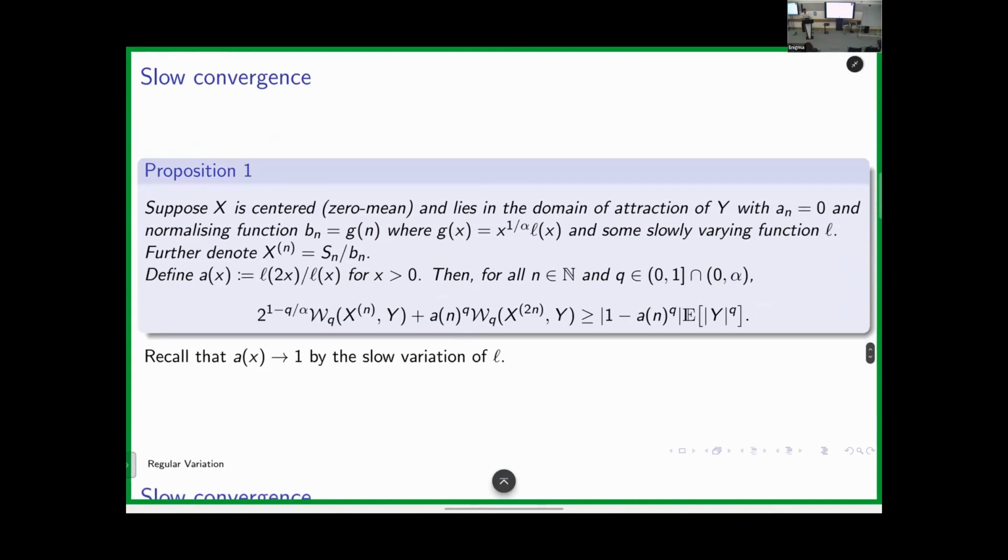Okay, so this is my first ingredient, or my only ingredient. Fact. As you see. This. Outside. So now I will assume that you have a random variable x that is centered. That means it has mean 0, so I can use this little an. Okay, and it lies in the domain of attraction of a stable law.